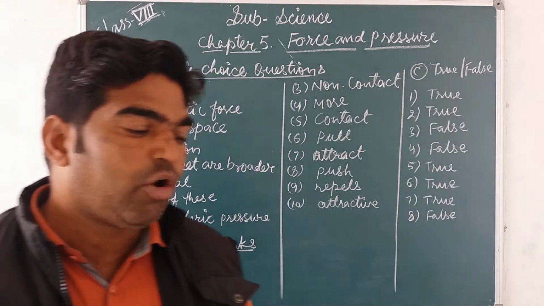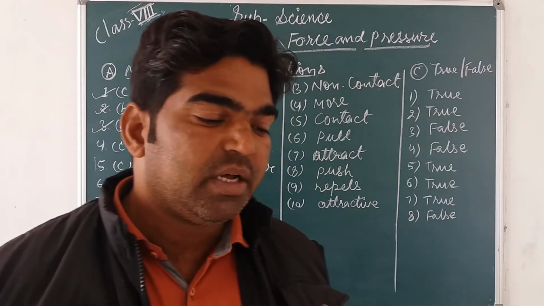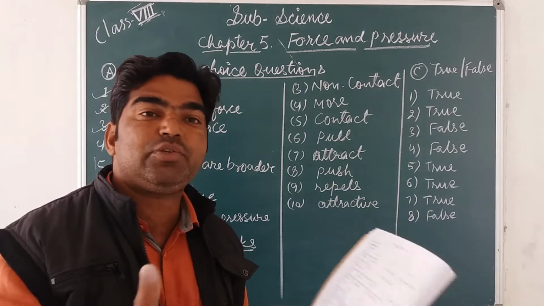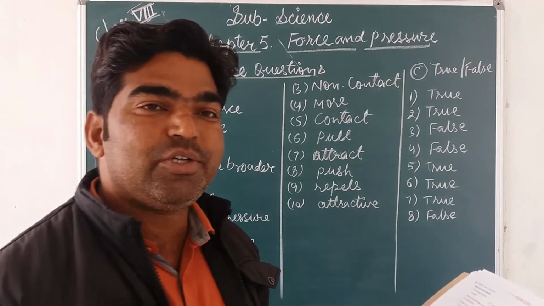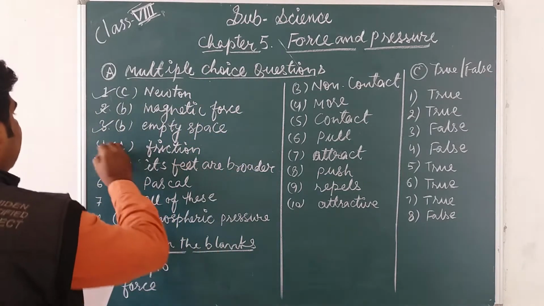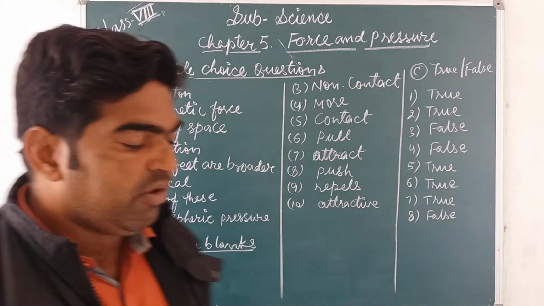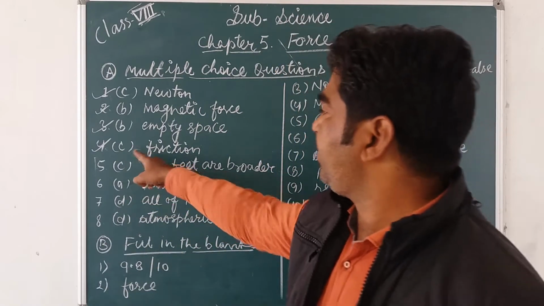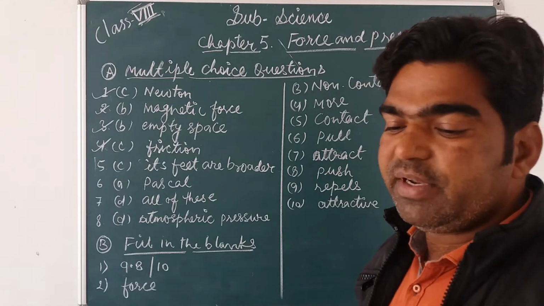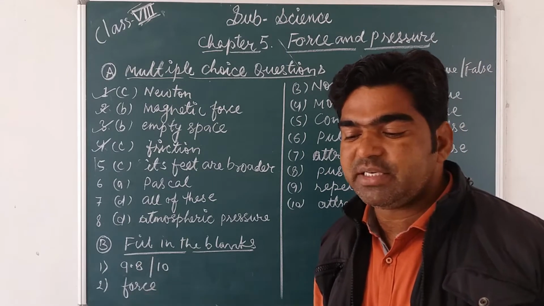Fourth, a force that opposes the motion of one surface sliding over another is called what? If two surfaces come in contact and slide against each other, that type of force is called friction force. So the answer is C, friction force. Answer for the fourth is what? Friction force, option C.